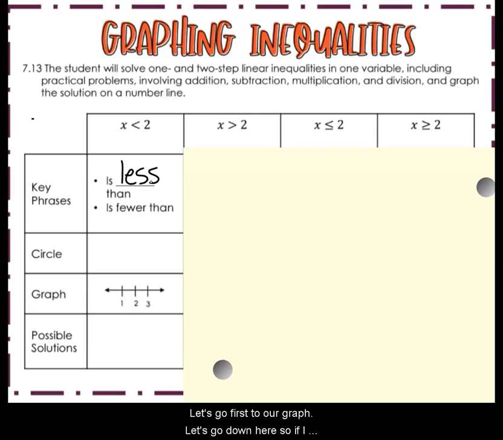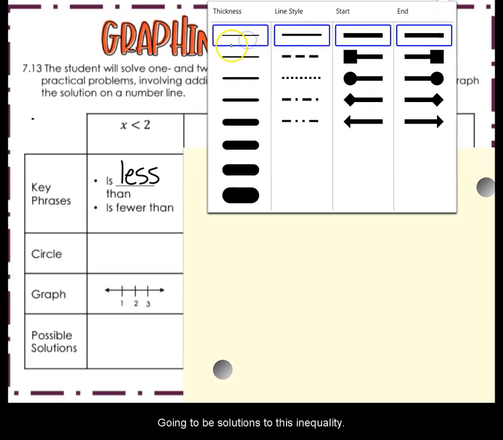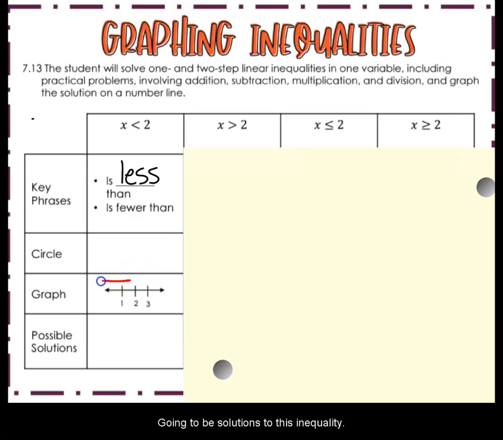Let's go first to our graph. If I were to graph this, that would mean that all the numbers that are less than 2 are going to be solutions to this inequality. So all of these numbers. Now, because it cannot be 2, we're going to use an open circle.